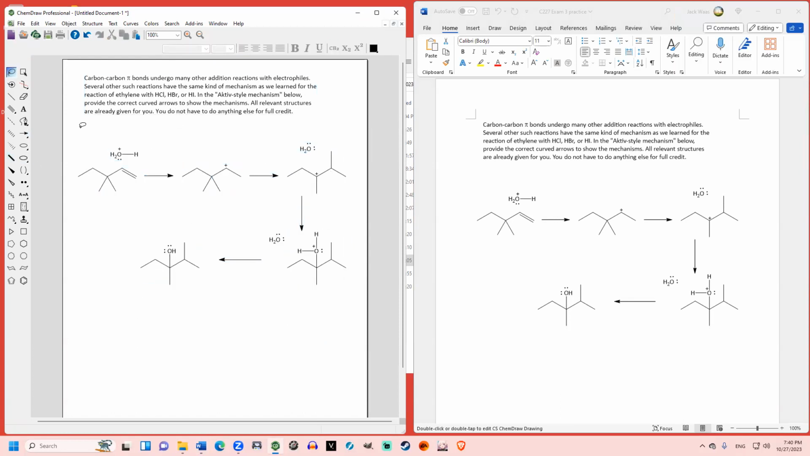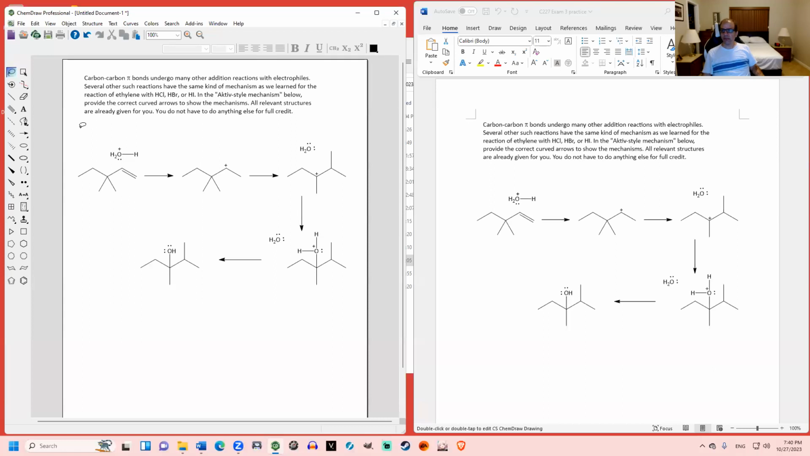Just curious, why is hydroxide a bad leaving group? Because hydroxide is a very strong base and it doesn't stabilize the minus charge on oxygen very well. Unlike bromide, which is a very weak base. So the stronger the base, the worse the leaving group. Okay, thank you.